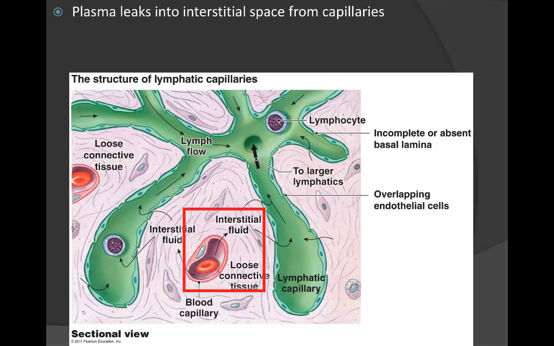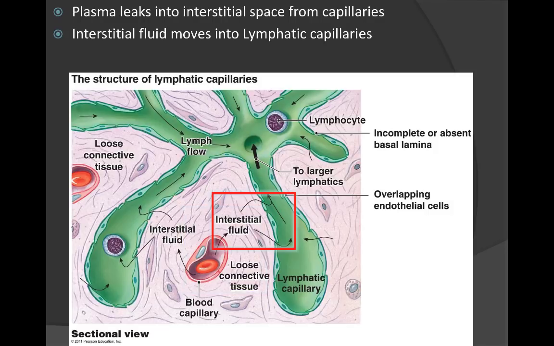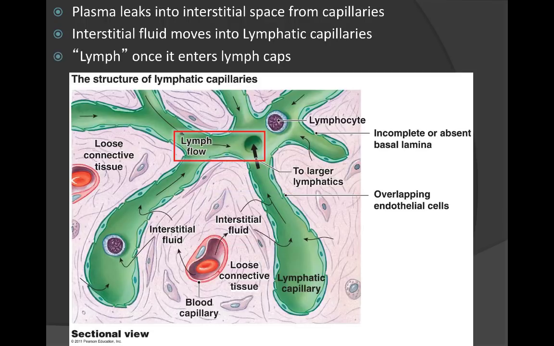While this is happening, blood plasma is also leaking out of the blood capillaries into the interstitial space. Once it leaves the blood capillaries and enters the interstitial space, it is referred to as interstitial fluid. The interstitial fluid enters the lymphatic capillaries because the pressure in the interstitial space is higher than it is in the lymphatic capillaries. Therefore, the fluid moves along the concentration gradient. Once it enters the lymph capillaries, it is referred to as lymph, and now it travels through lymphatic vessels to lymph nodes to be cleaned and monitored, and it will finally be dumped back into the blood circulatory system.